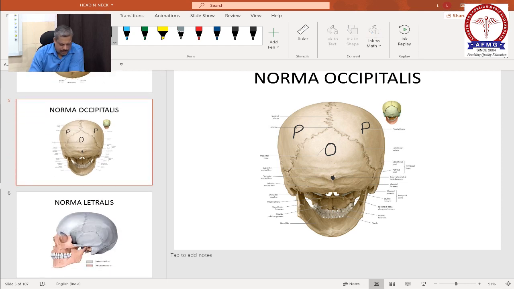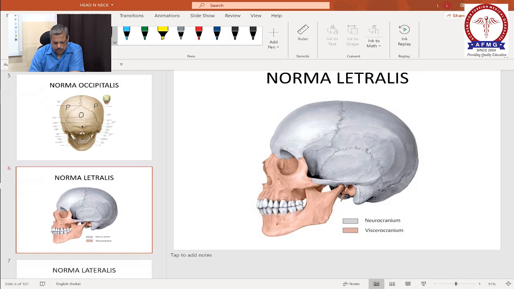Now see the norma lateralis, a very important view. Multiple times this view has been asked in the exam. Norma lateralis. First identify the bone. This bone is the frontal bone. This bone is parietal bone. This bone is temporal bone, and this bone is the greater wing of sphenoid. This is the greater wing of sphenoid.